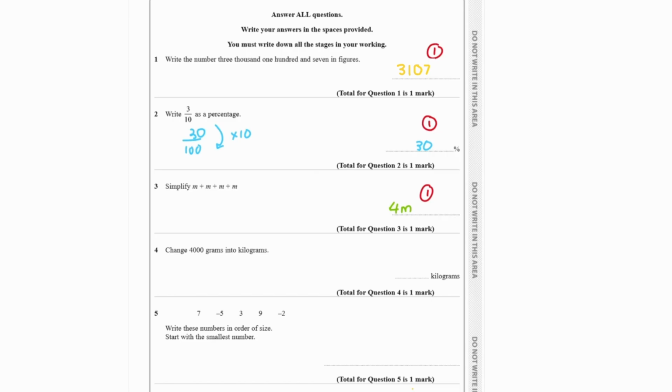Question 4, change 4,000 grams into kilograms. So in order to change grams into kilograms, we would have to divide by 1,000. And therefore, if we do 4,000 divided by 1,000, that just gives 4 kilograms.